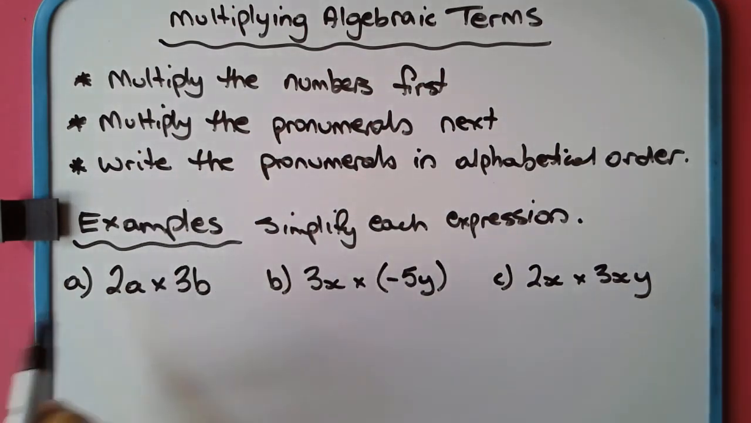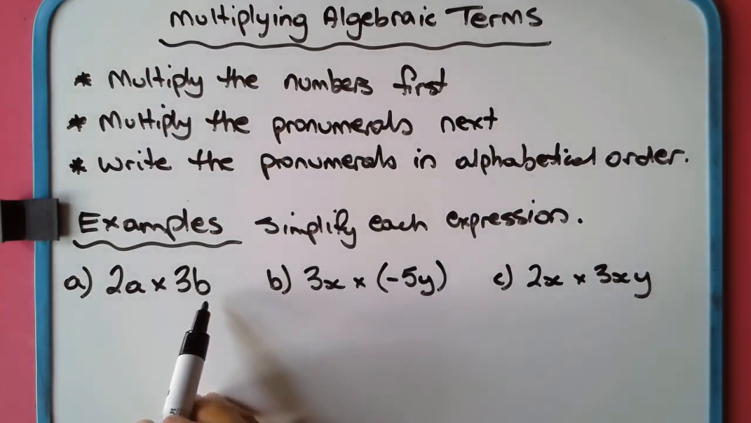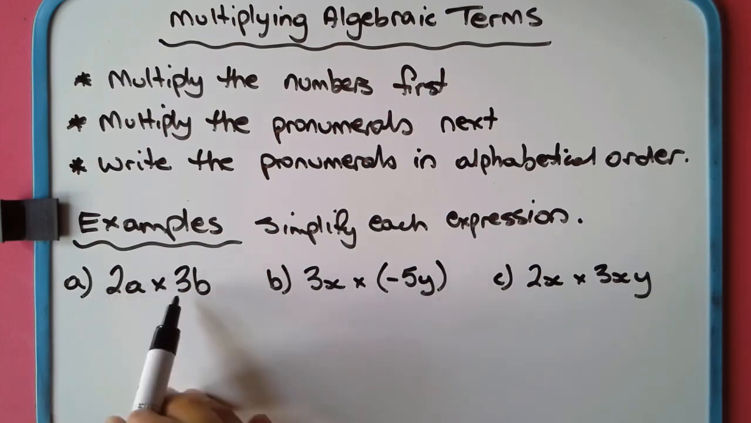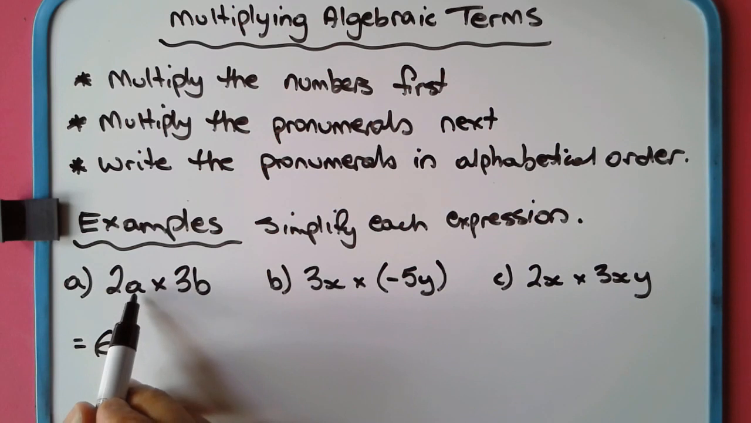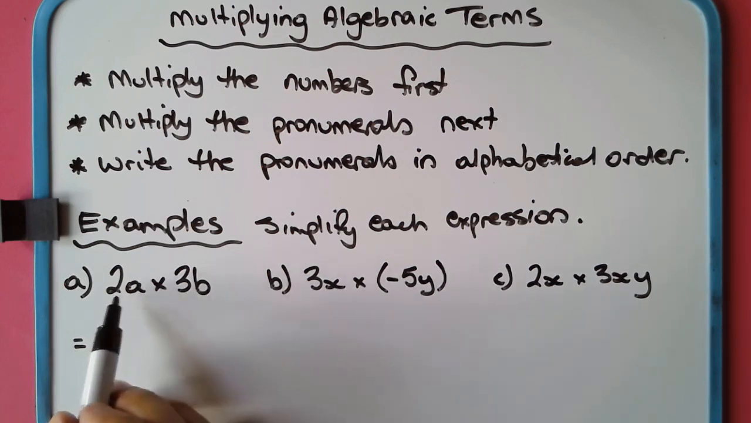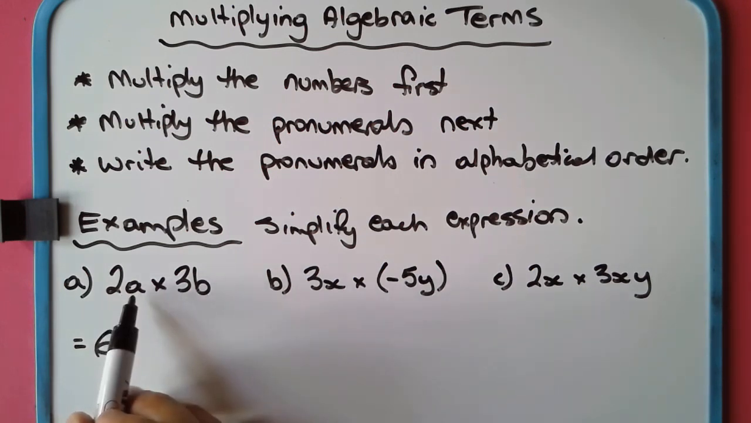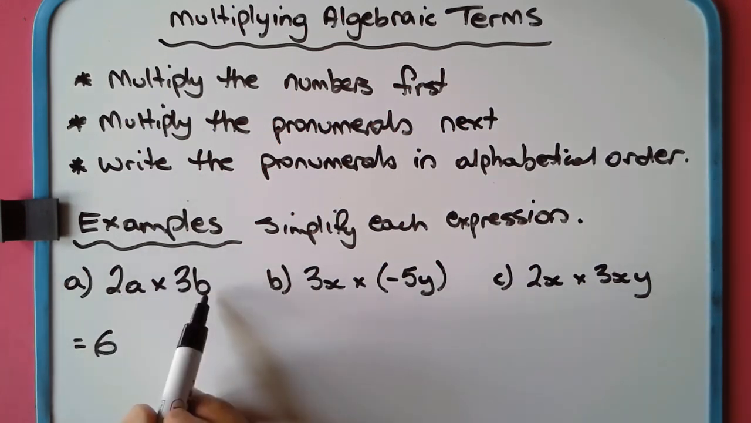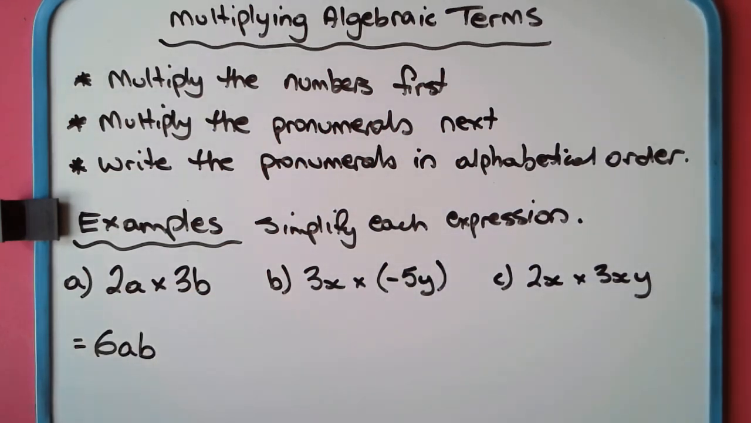Example A. We're going to simplify each of these expressions. 2a times 3b. First of all, let's multiply the numbers. So 2 times 3 is equal to 6. Now, when you're multiplying pronumerals, if they are not like pronumerals or like terms, if they're just different symbols, so for example, a and b being multiplied together, we just write it as ab. There's not much else we can do. So the final answer for A, the fully simplified expression, is 6ab.